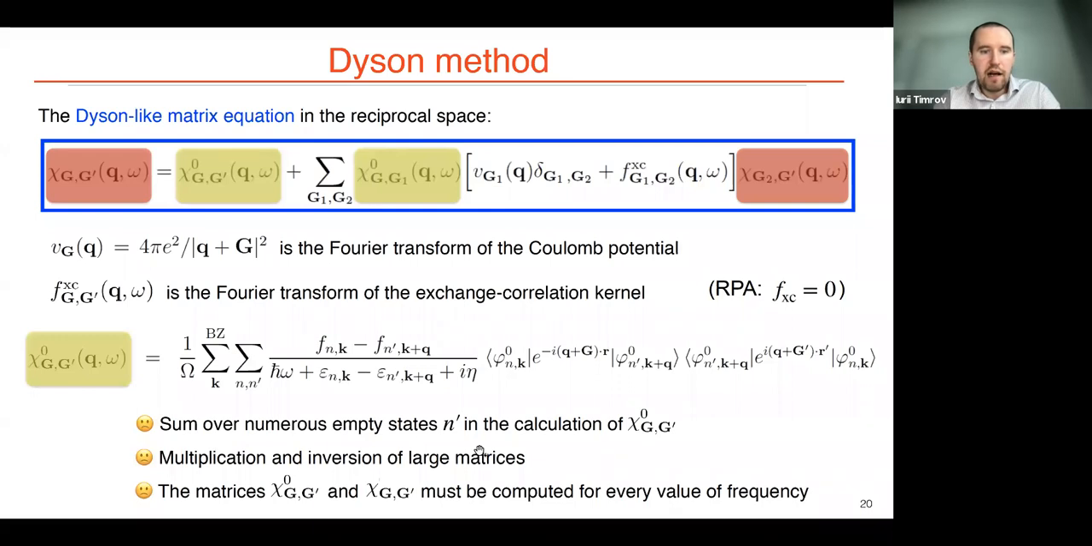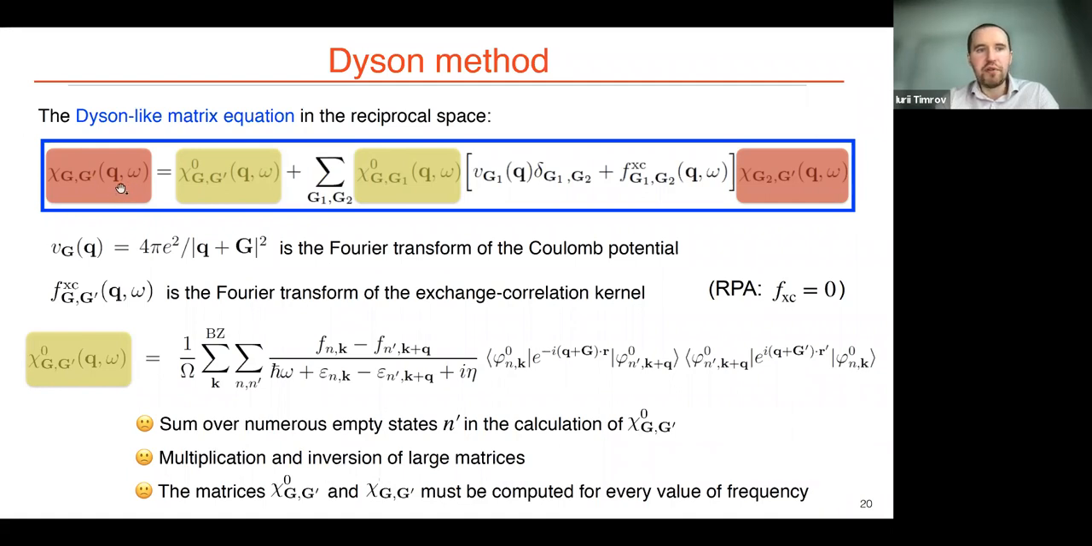Second drawback is that there are multiplications and inversions of large matrices because, as I said, we have matrices of size GG prime, and in practice, the size of this matrix can be easily several hundreds and probably even higher than 1,000. So numerically, this is quite expensive computationally to solve this equation. And finally, the matrices chi-naught and chi of GG prime must be computed for every value of frequency. As I said, Q and omega are fixed. So you need to solve this equation for every value of Q and omega.